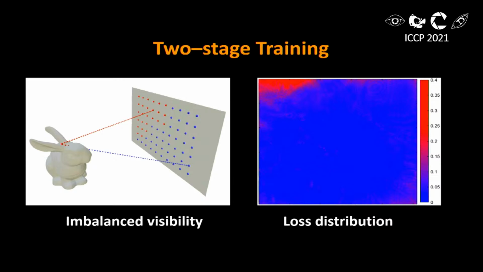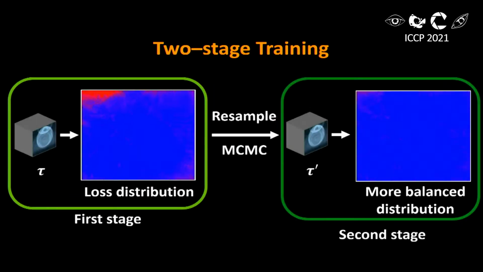So the spots with higher loss should be more fully trained in the following training stage. Therefore, we propose that after a uniform training in the first stage, we resample the data according to the loss distribution with MCMC, and then we use the resampled data for the second stage training.